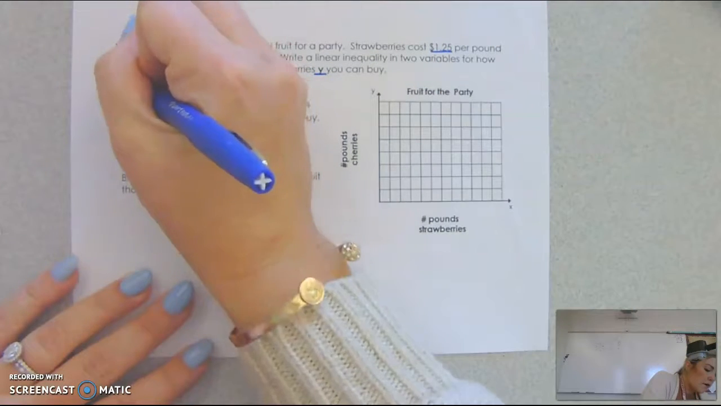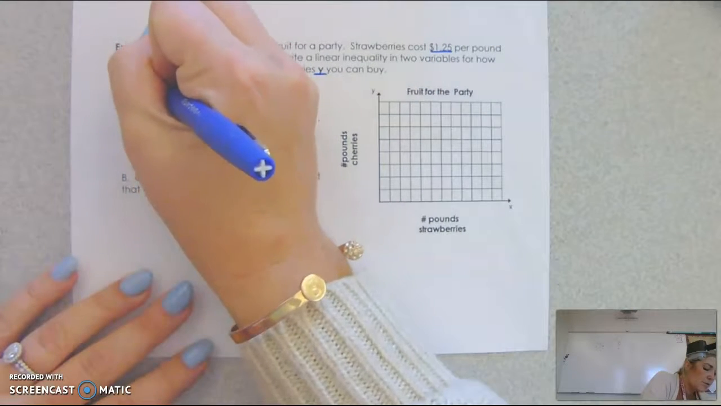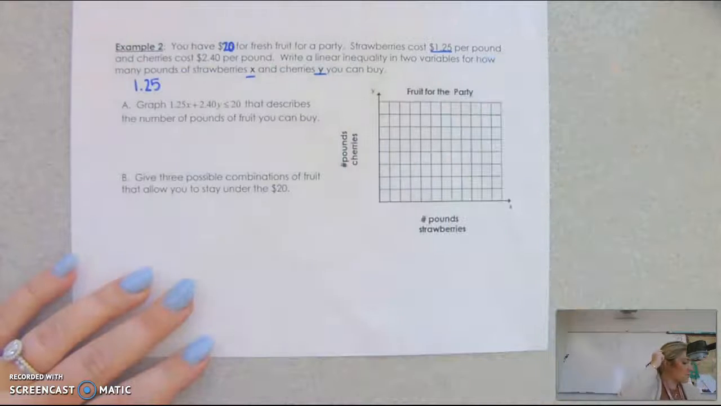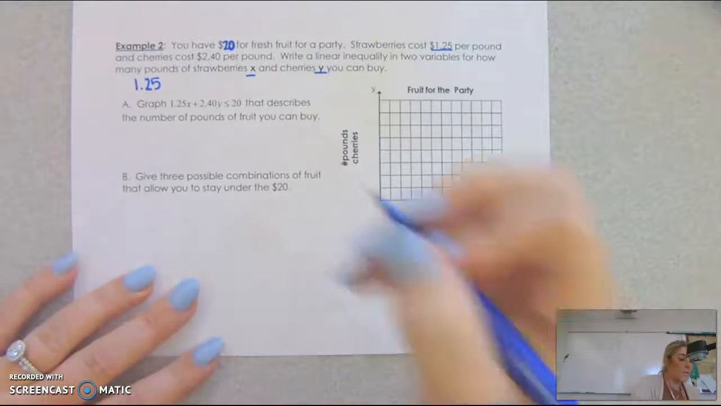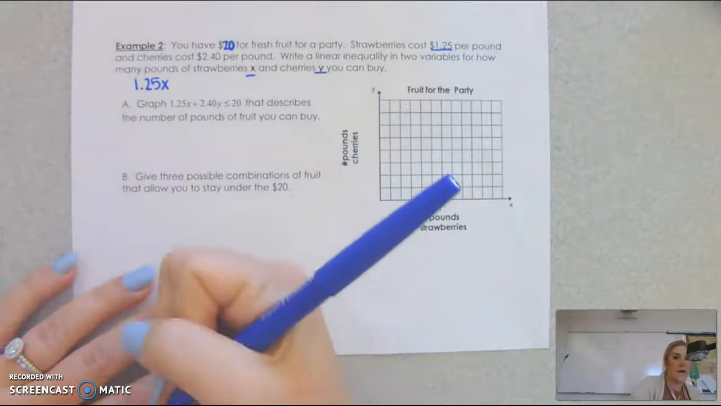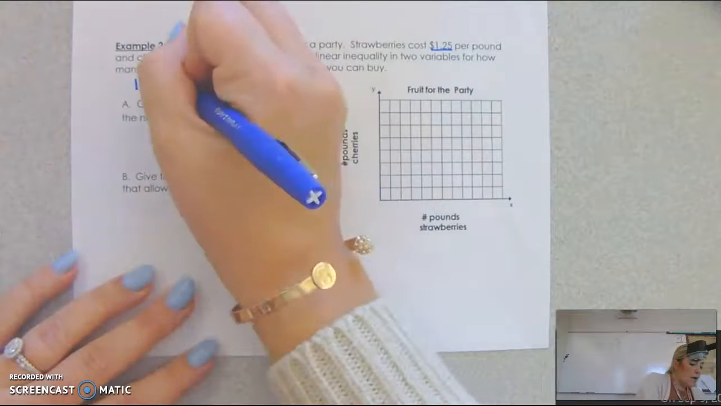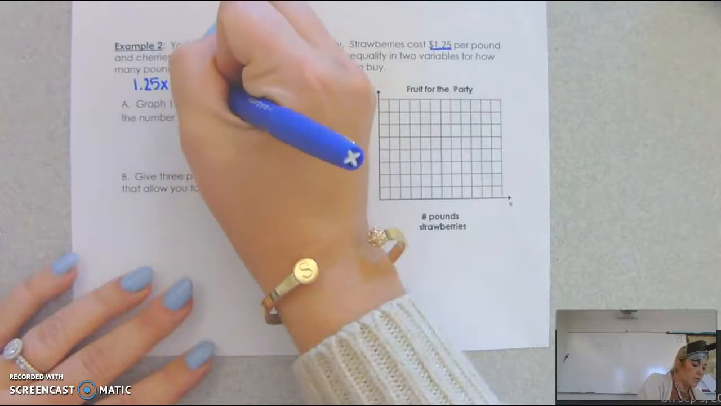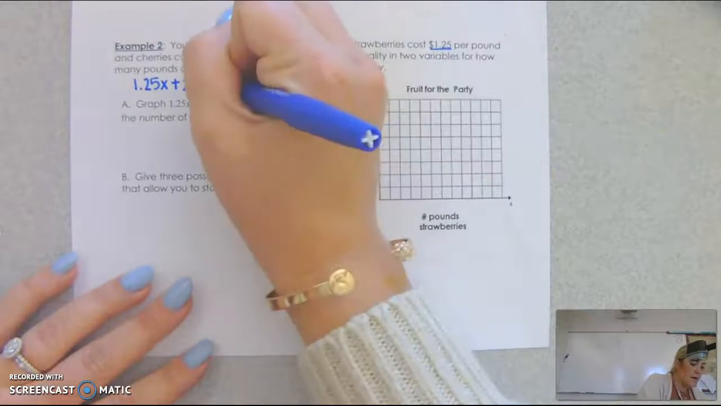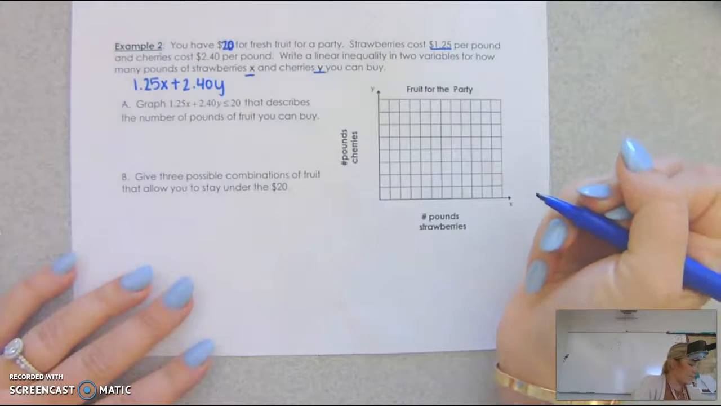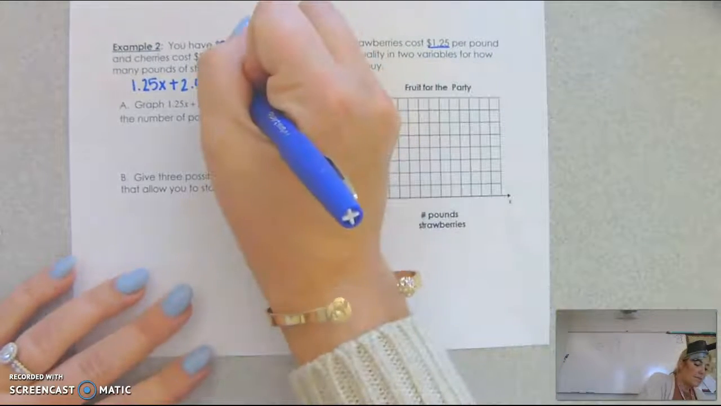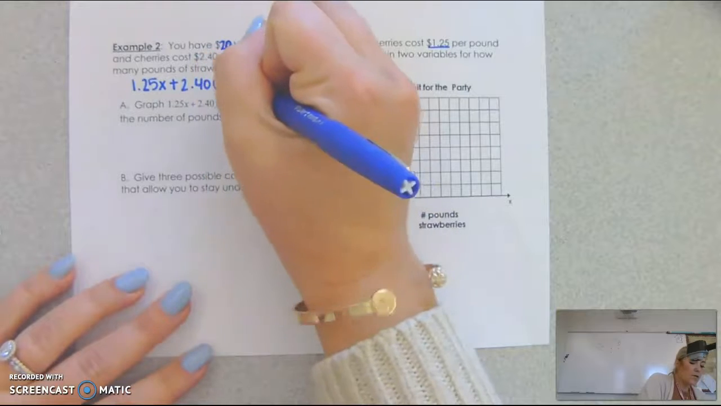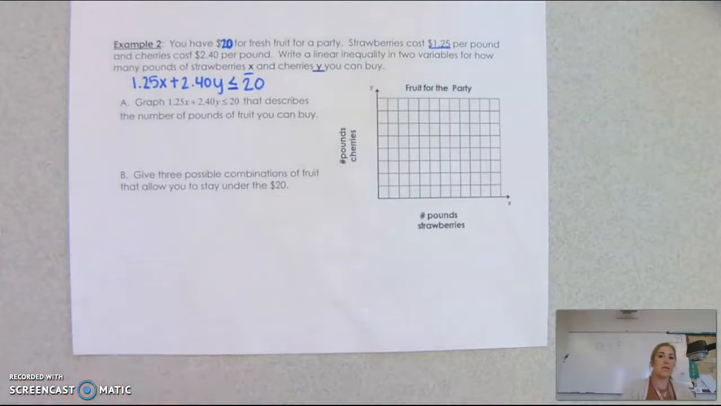So I have $1.25. That's how much the strawberries cost per pound. So times X. Plus, I have the amount my cherries cost, so $2.40 per pound, so that would be times Y. And I need that to be less than or equal to $20 because I can't spend more money than I have, and I only have $20.